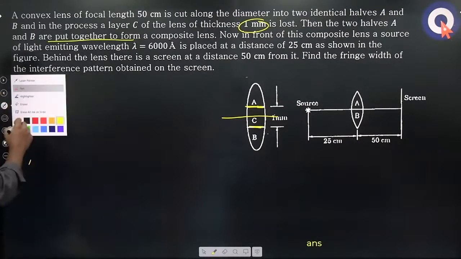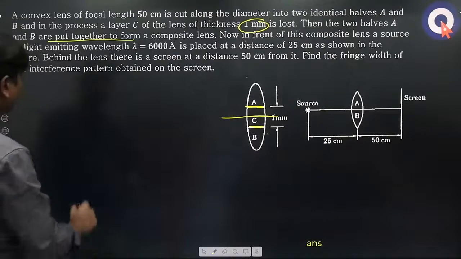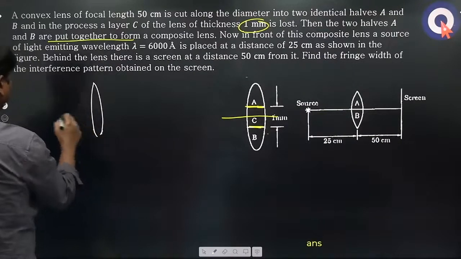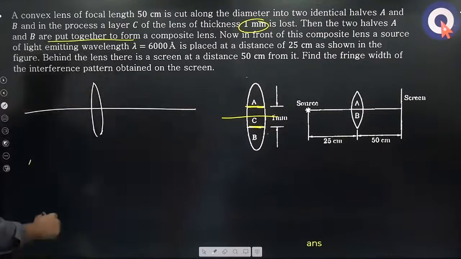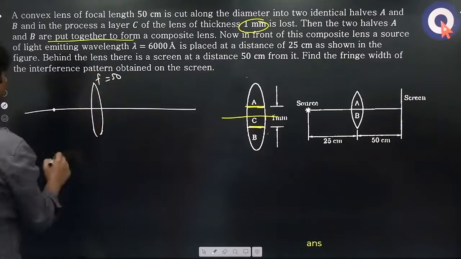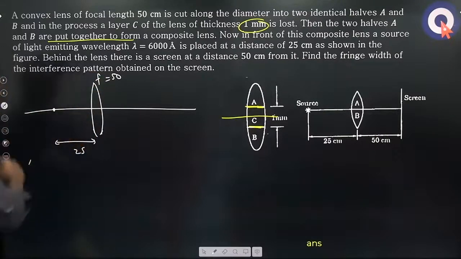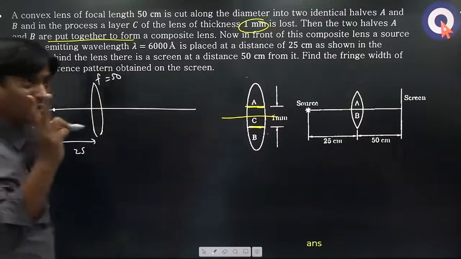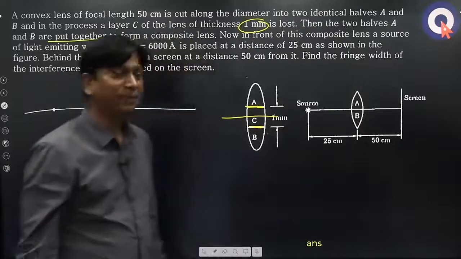Okay, so how do you start? See, it's very simple. Two halves are joined, and here is a source. The focal length is actually 50, but you are placing the source only at 25, so you are going to get a virtual image. And for this, if you select only this part of the lens, now you are going to get two images.